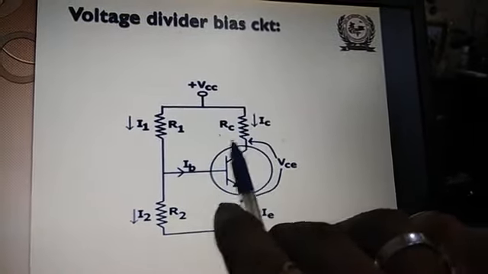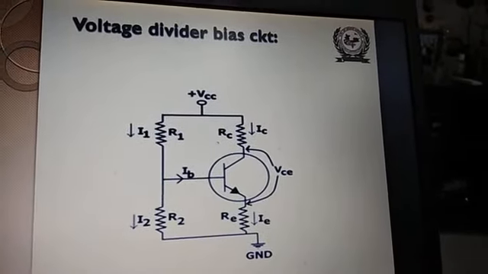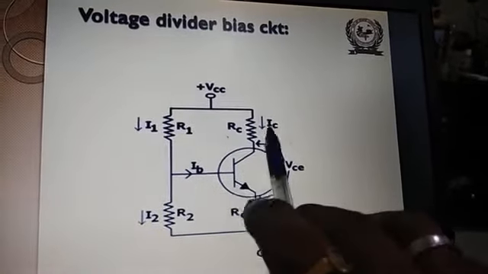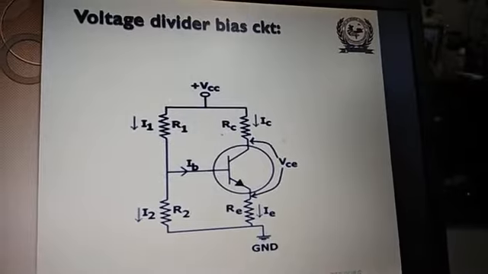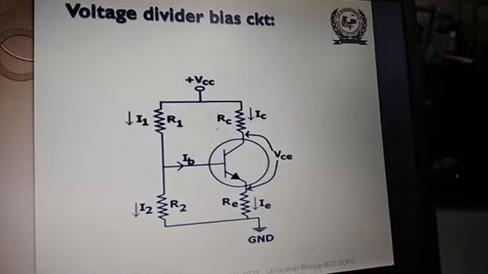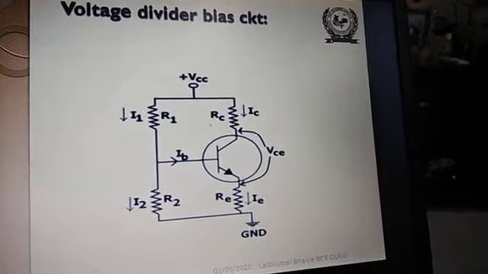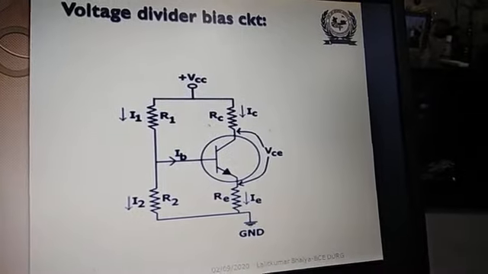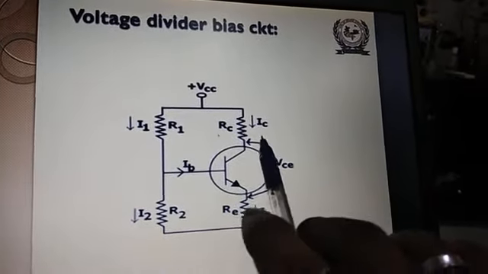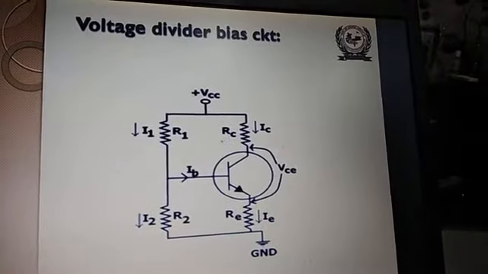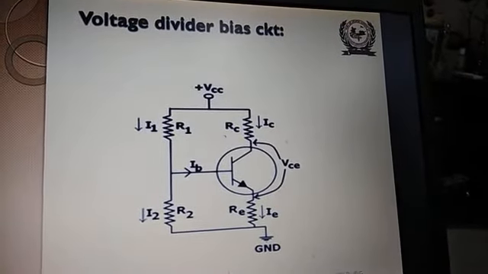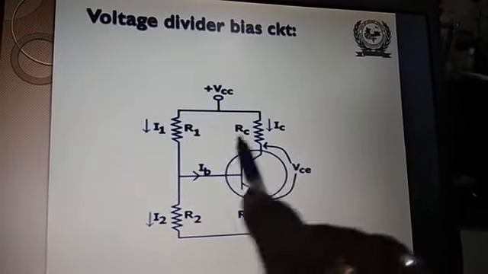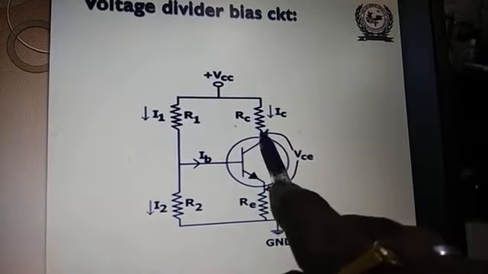Temperature increases, and as the temperature increases, the ICO of this reverse bias junction, that is the collector to base junction, increases. The reverse saturation current of this reverse bias junction increases. And already you know, for every 10 degree rise in temperature, the reverse saturation current doubles. So the reverse saturation current of this collector to base junction, which is reverse bias, is the ICO.